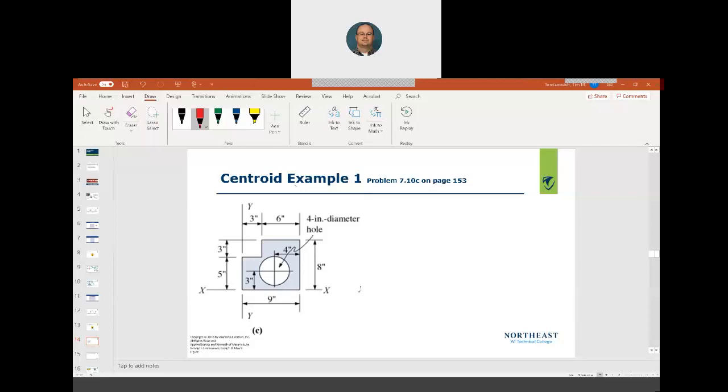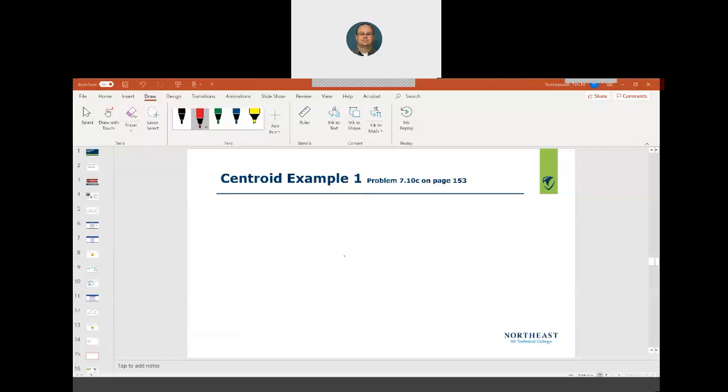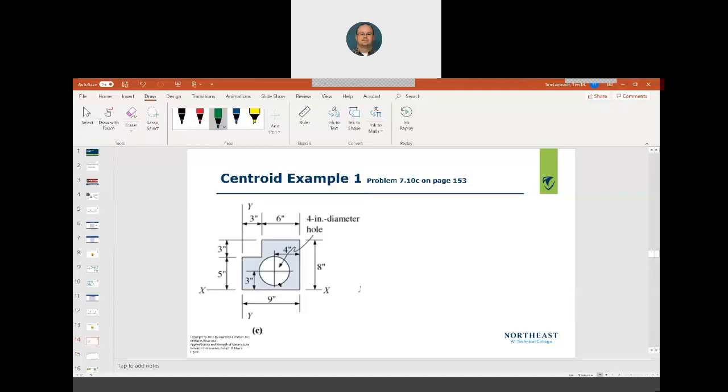All right. So what we first need to do is create a little table here. We're going to call it component, because what we want to do is break it up into known shapes. So basically we have a hole here and we have a circle here. When you have a hole in an object, you're going to subtract that from your centroid because it's not there, it's air.